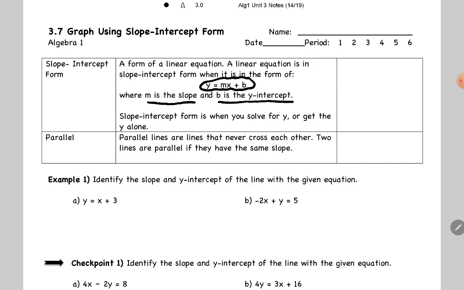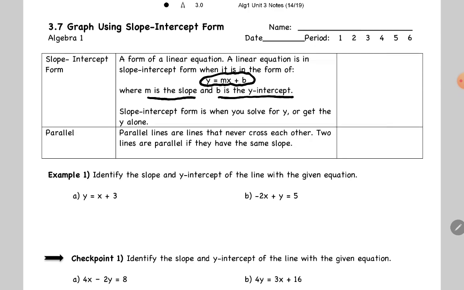And that was from 2 lessons ago. Slope-intercept form is when you solve for y or get y alone. Parallel lines are lines that never cross each other. So here's a line here. Here's a line here. They go on forever and ever, but they have the same slope, so they never touch, never intersect.